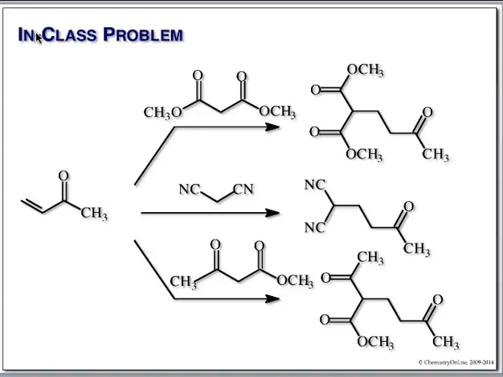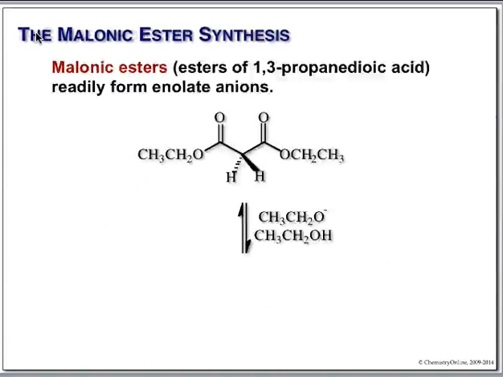Now these reactions with compounds that have way too many carbonyls get us into something called the malonic ester synthesis. This diester up here is dimethyl malonate. Malonic acid is a 3-carbon acid, CH2 in the middle. And as you can see, this is going to form a nice stable anion, isn't it?